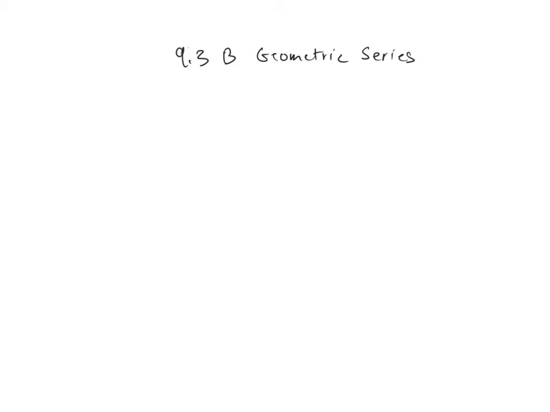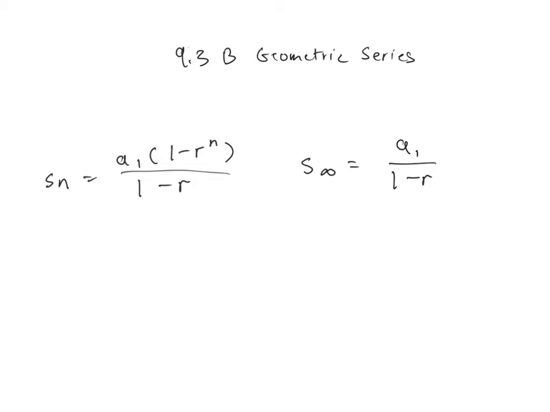So here are two formulas that you're going to need to write down or know. The sum of a finite geometric series, so there's a definite ending, is a sub 1 times 1 minus r to the n, divided by 1 minus r. However, if the geometric series goes on to infinity, then we have just a sub 1 divided by 1 minus r.